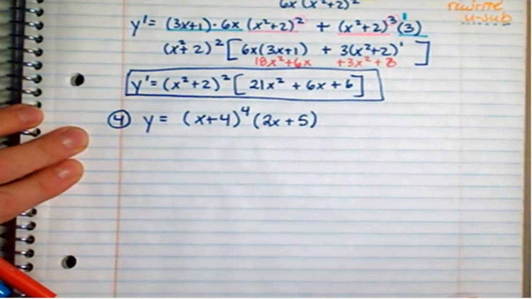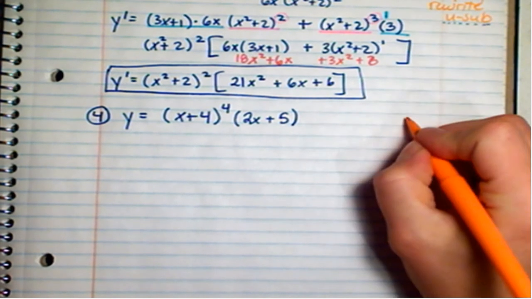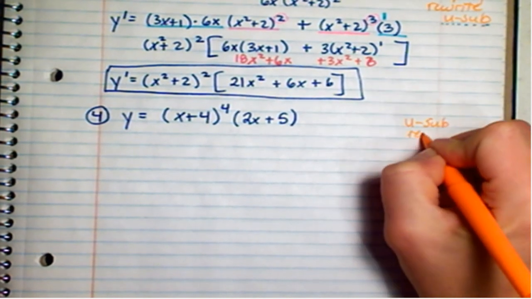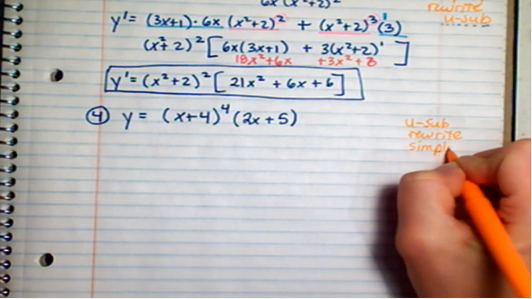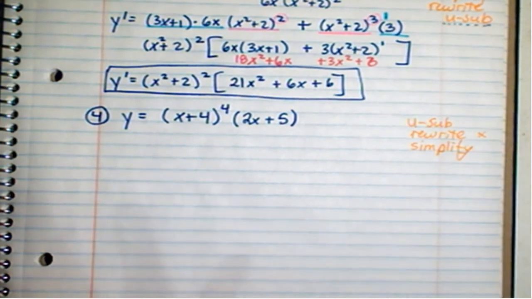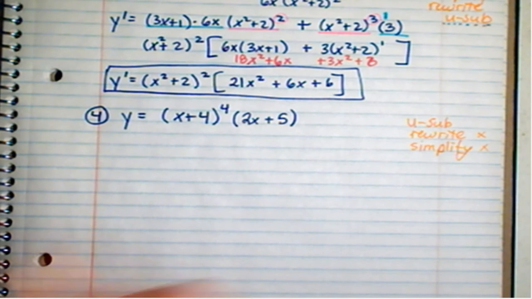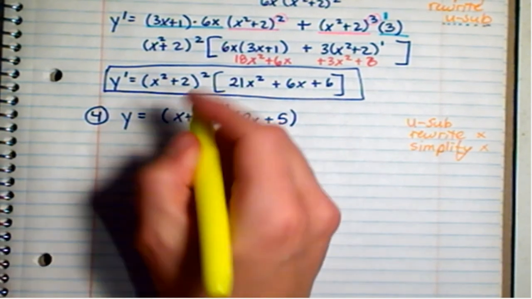All right, so my choices are product, quotient, power, chain, u sub, rewrite, simplify. Well, I don't see any rewriting because it looks like it's in power format. I do not want to multiply this out. And so I'm going to look to see if there's any potential u sub. And that means you're looking for the inside.